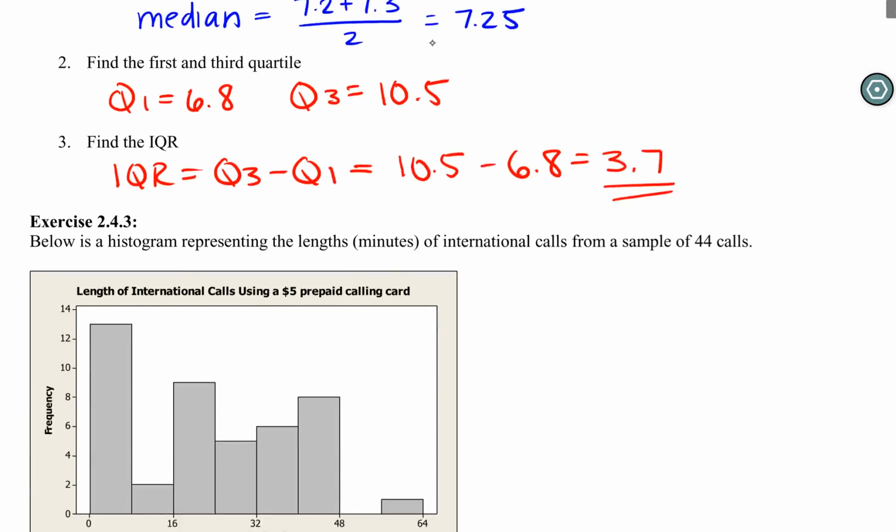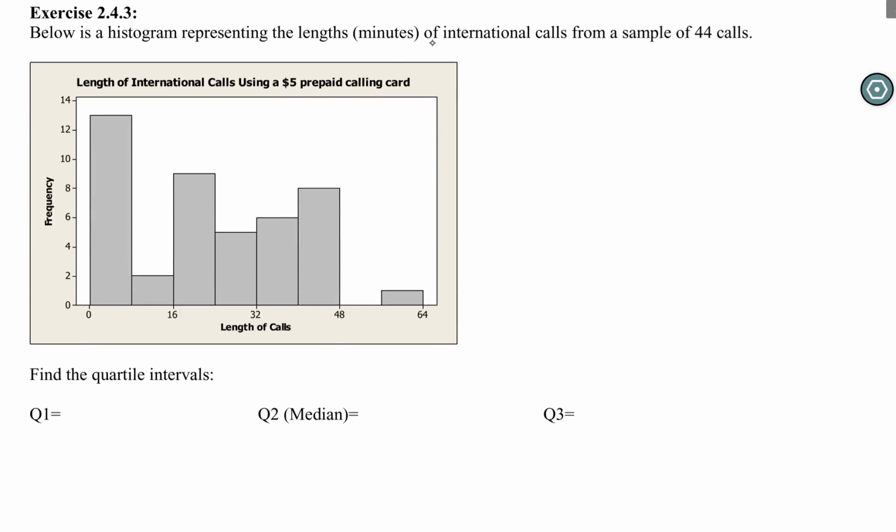All right, we have one more example of this IQR, and it's a tough one. So what about doing this with a histogram? So now we have a histogram with 44 calls in it. We can see the length of the calls here, and we're trying to find the intervals for certain quartiles. This is a lot more challenging. If you're up for that challenge, I suggest pausing, seeing if you can figure out how this would work. Otherwise, I'm going to walk you through this.